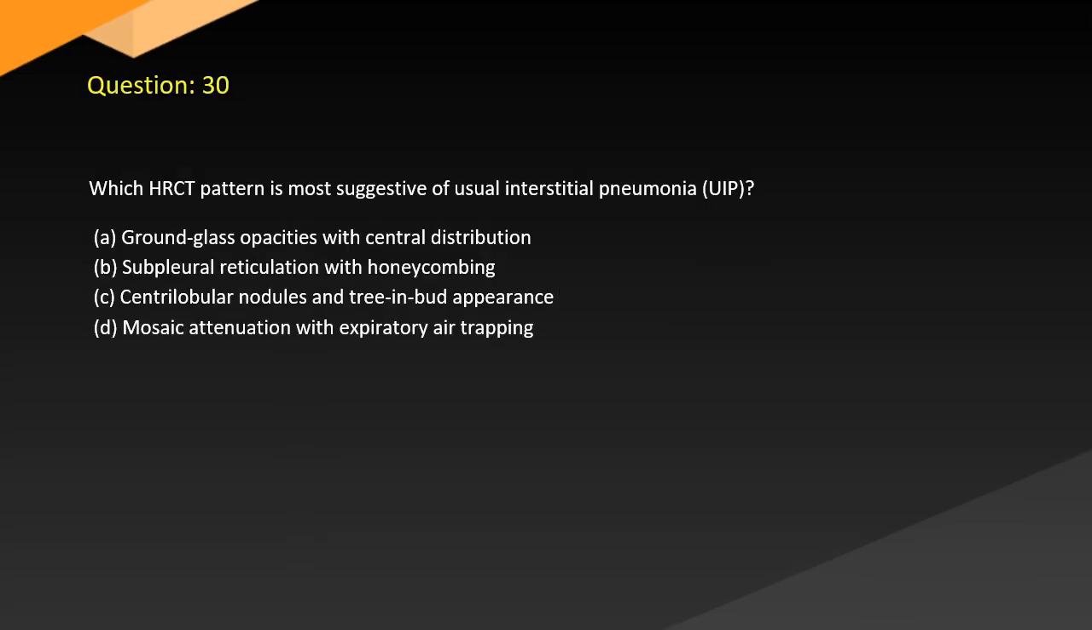Question 30. Which CT pattern is most suggestive of usual interstitial pneumonia? A. Ground glass opacities with central distribution. B. Subpleural reticulation with honeycombing. C. Centrilobular nodules and tree-in-bud appearance. D. Mosaic attenuation with expiratory air trapping.